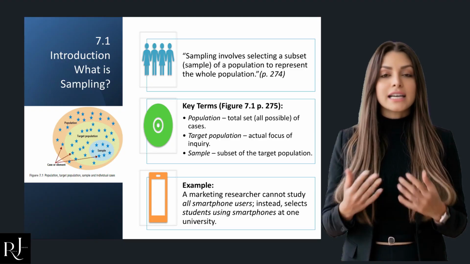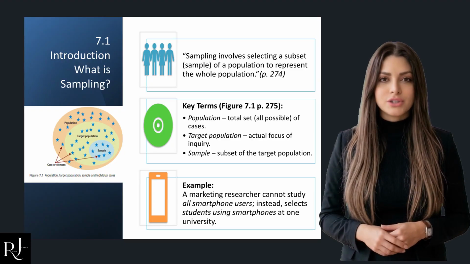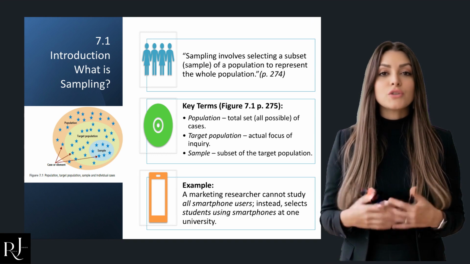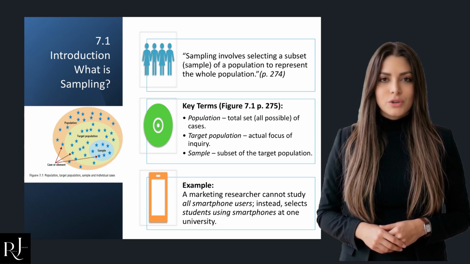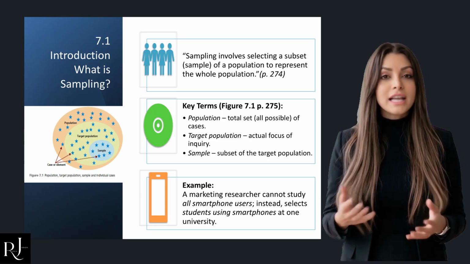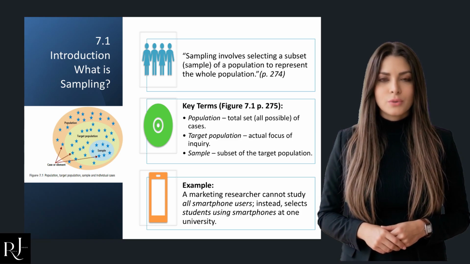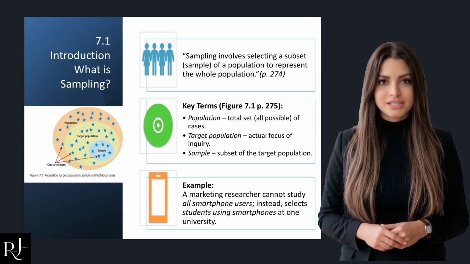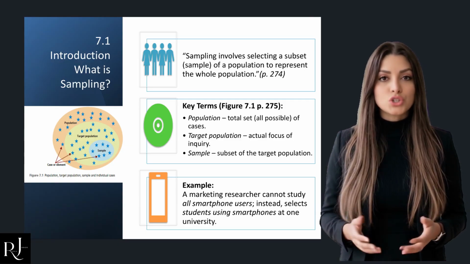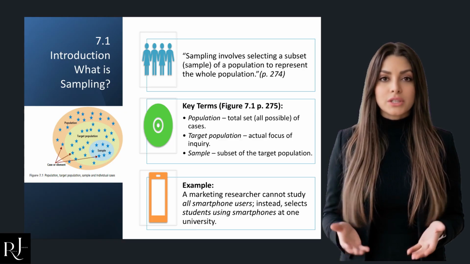So, what exactly is sampling? According to your textbook, sampling involves selecting a subset or a sample of a population to represent the whole population. Let's understand this with more examples. Look at the diagram on this slide. We start with the overall population, which is the total set of all possible cases.